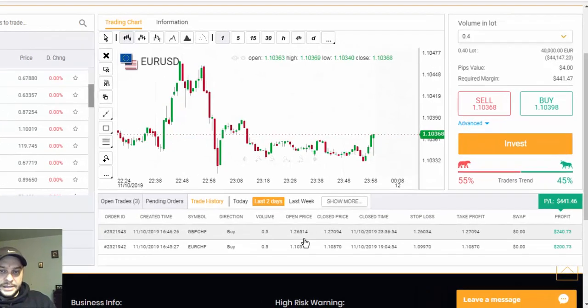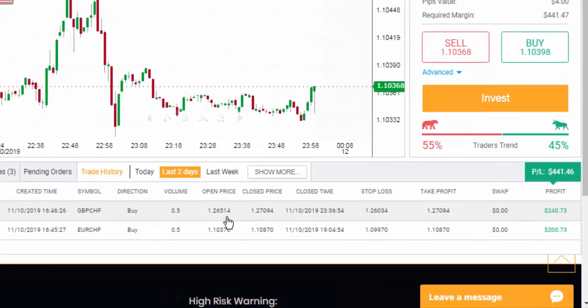The open price for Great Britain pound Swiss franc trade is 1.26514, and the closed price is 1.27094. It was a buy, with a profit of $240.73. The next one was placed also at 4:45, euro Swiss franc.